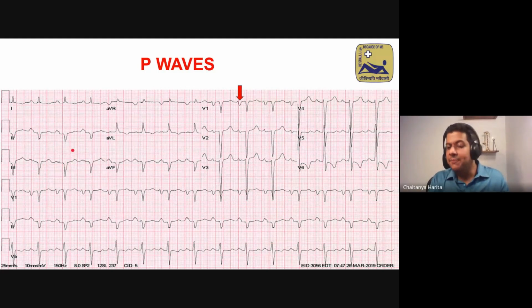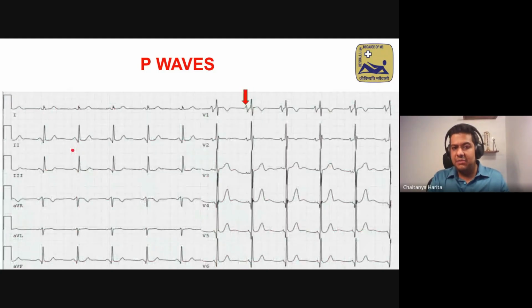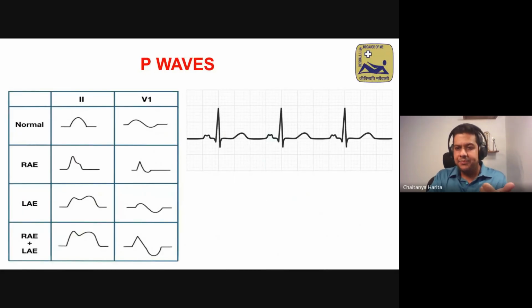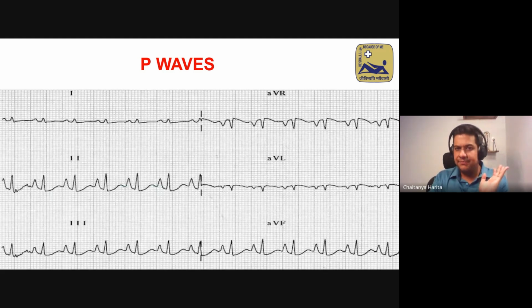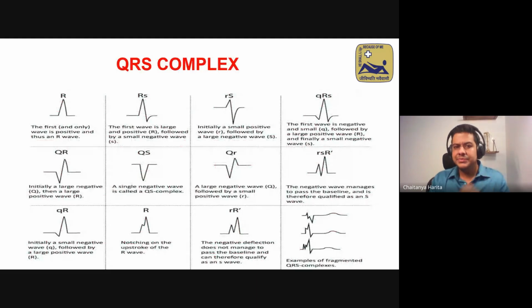So it's important to look at the P waves, right? So the P wave morphology can be tall, more than 2 boxes, wide, more than 2 or 2.5 boxes, or both, where it is both atrial enlargement. This is about the P wave.